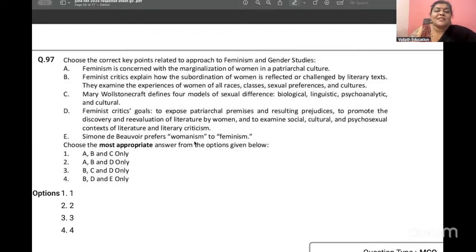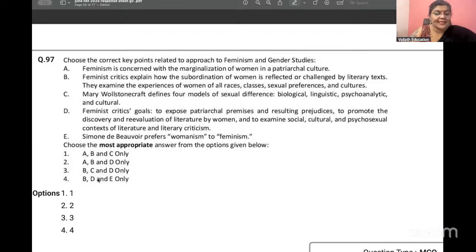Simone de Beauvoir prefers womanism. No, that is Alice Walker. So C and D are totally wrong. Anybody should know this: Alice Walker, womanism. Mary Wollstonecraft cannot do psychoanalysis. So C and D are wrong. If C and D are wrong, it must be ABD.